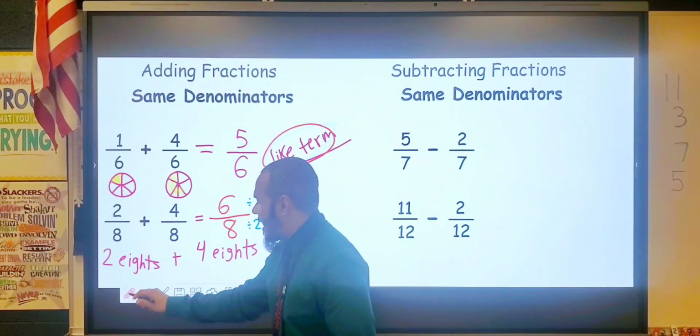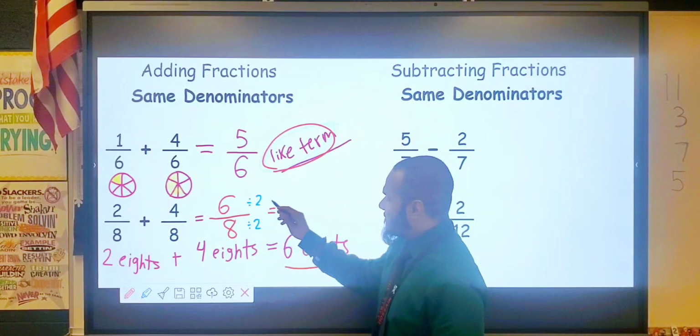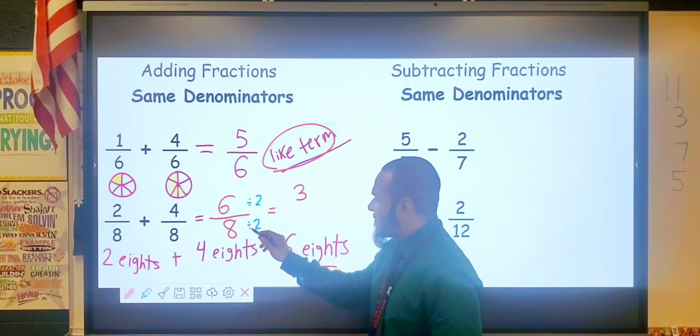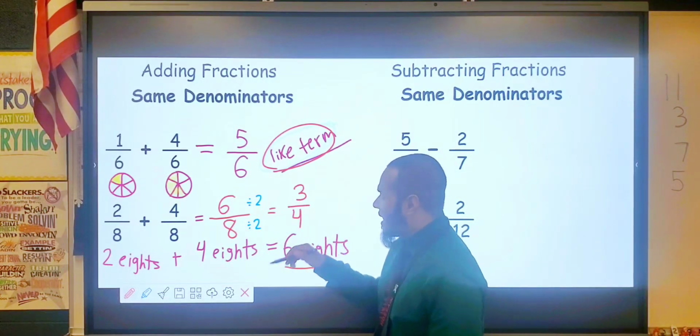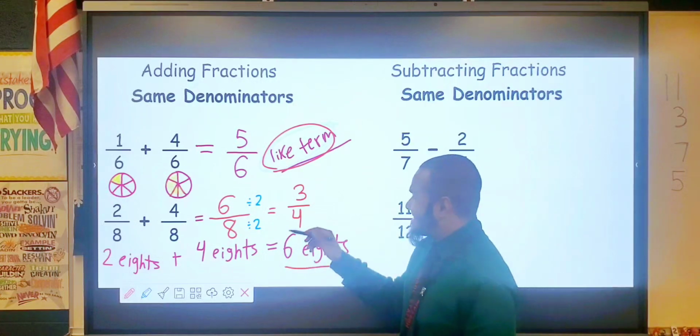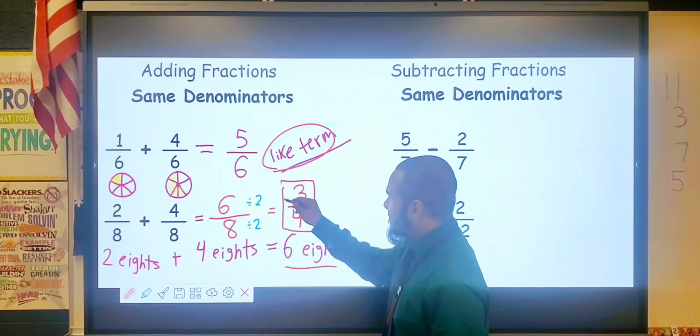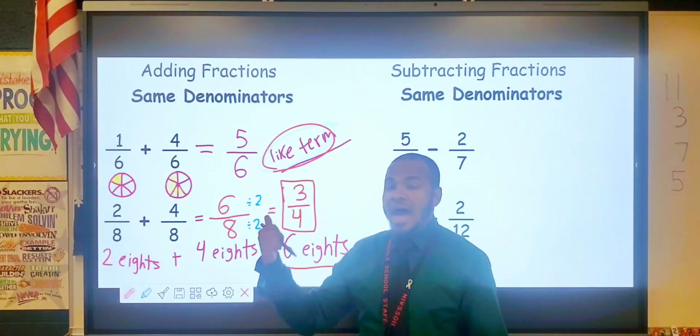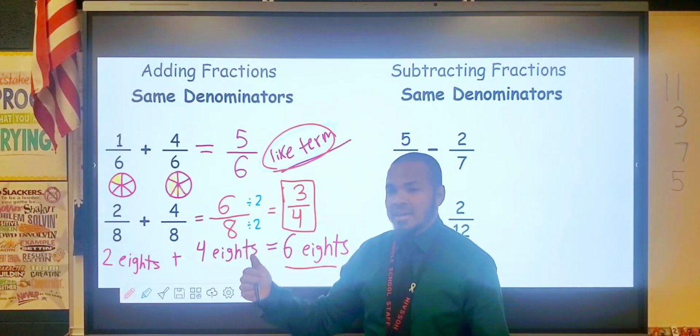And as soon as I do the half of each one, half of 6 gives me 3, half of 8 gives me 4. And you'll notice 3/4 is simplified. So this would be my final answer. That's on the addition side.